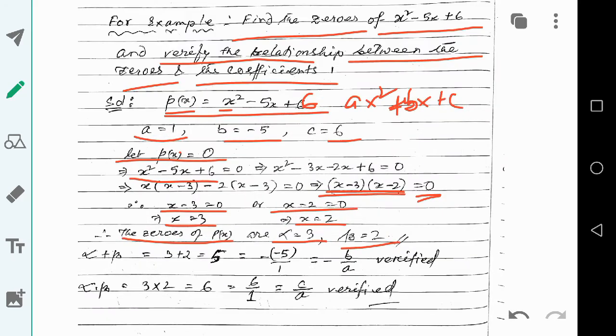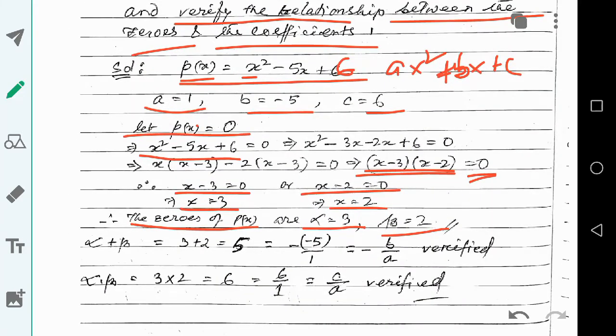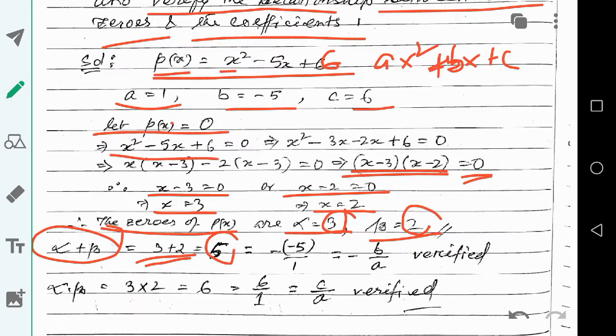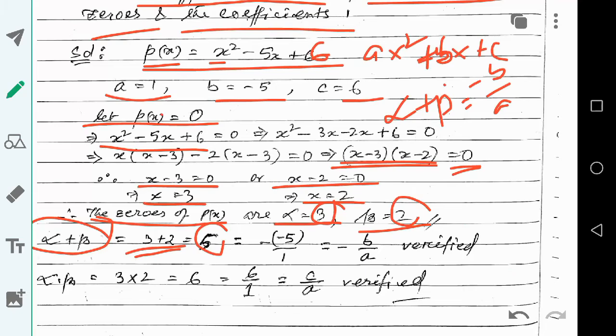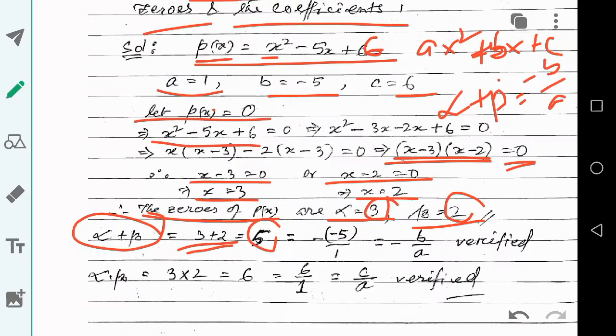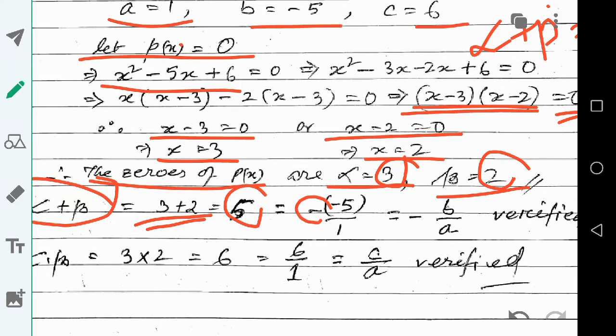Now let us verify the relationship between the zeros and the coefficients. First, alpha plus beta, that is the sum of the zeros, is 3 + 2. Here the zeros were 3 and 2, so we have added 3 and 2, which gives 5. Now we need to verify that alpha plus beta is equal to minus b by a. As we need to obtain minus b by a, first of all we have to write a minus sign here.